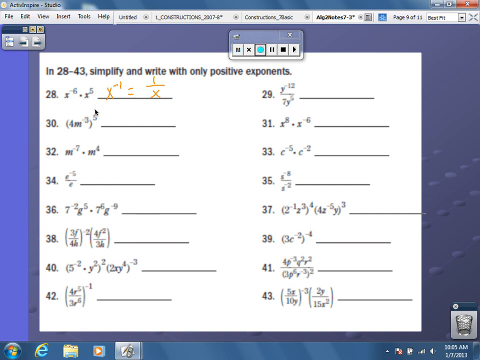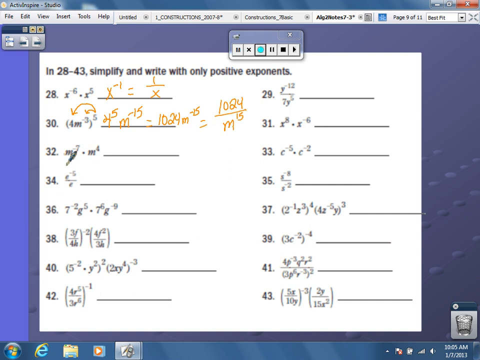Okay, the next one, this is power of a product, and we got some power of a power in here. I have 4 to the 5th times m to the negative 15th. 4 to the 5th is 1024 m to the negative 15th. I'm not allowed to have m to the negative 15th. That needs to move below. So I have 1024 over m to the positive 15th.